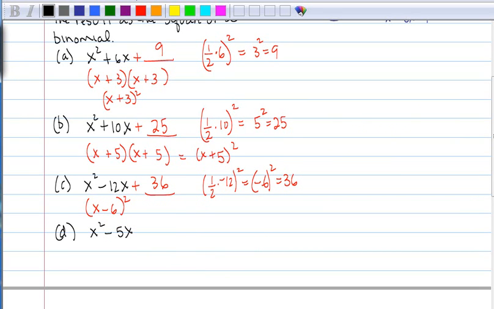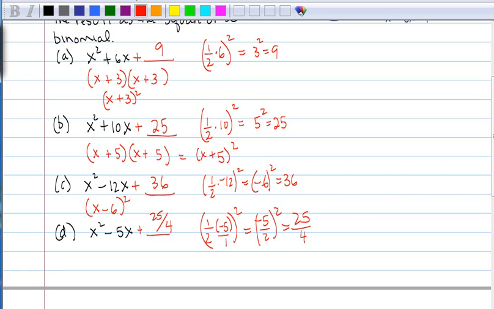What if it's an odd number? What number do we add now? Well, you're going to take 1/2 of -5, that over 1, and square it. That's -5 over 2. Squaring that is 25 over 4. So 25 over 4 is the magic number.